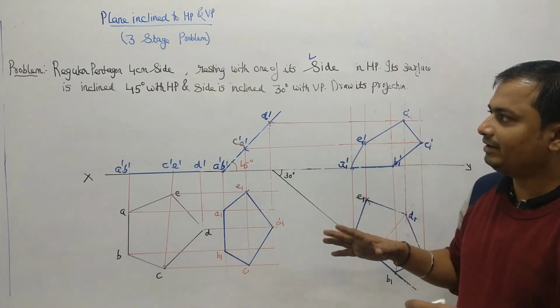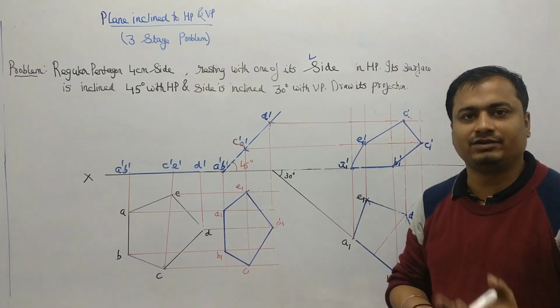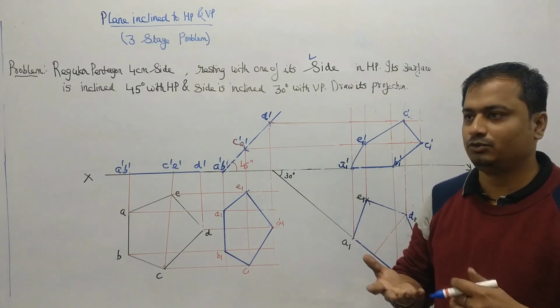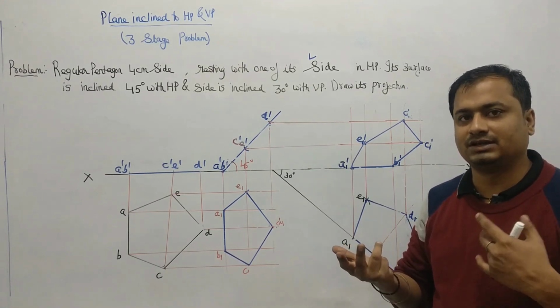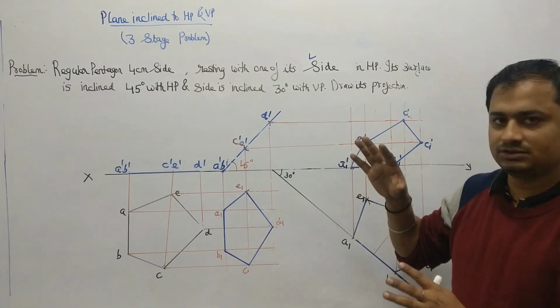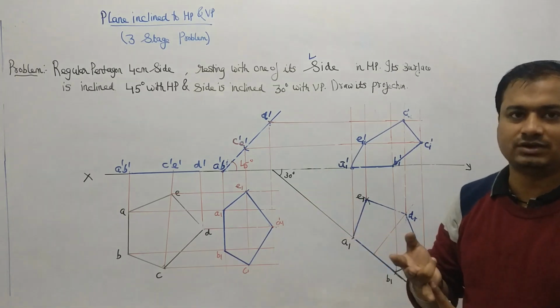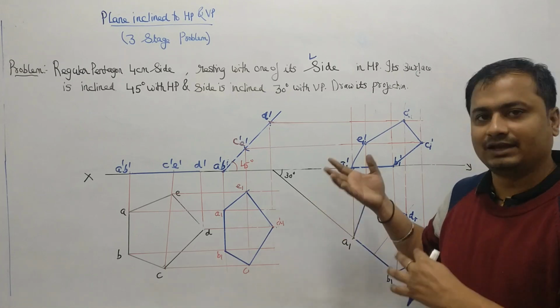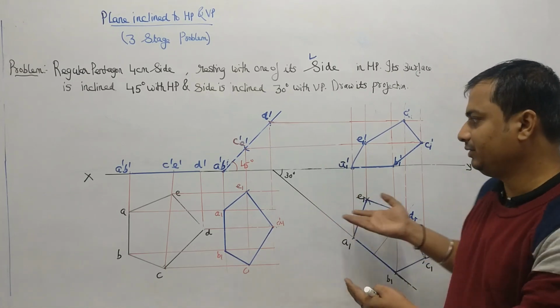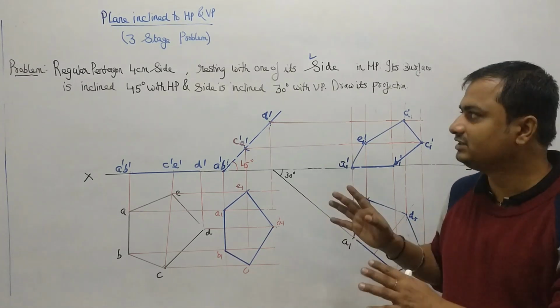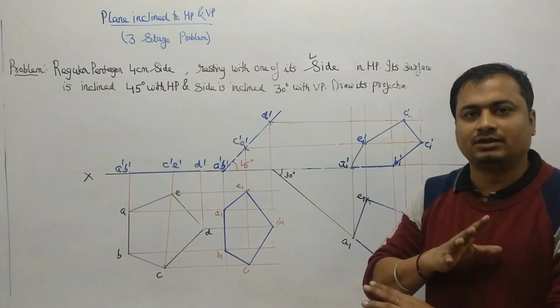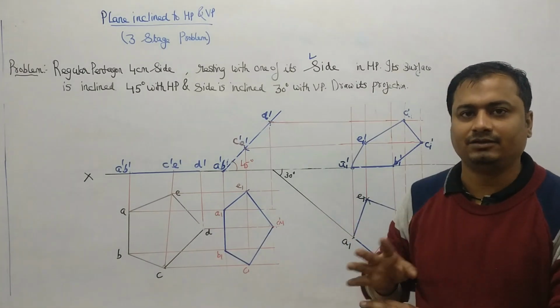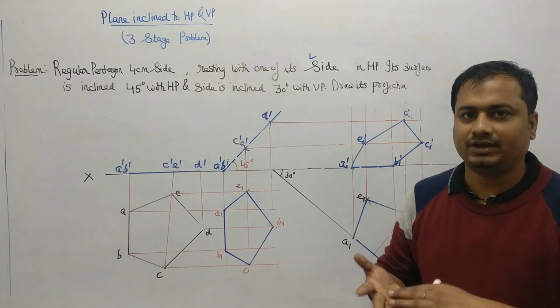In a similar manner you can solve the problem of each and every plane figure, whether it is inclined to HP and VP or inclined to both the planes. You have to use this common step. First, you have to make the surface parallel, then you have to incline the surface, and then if it is again given inclined with the other plane, you can use the third stage also. So in this manner you can solve the problems based on projection of planes, whether inclined to any one plane or to both the planes.